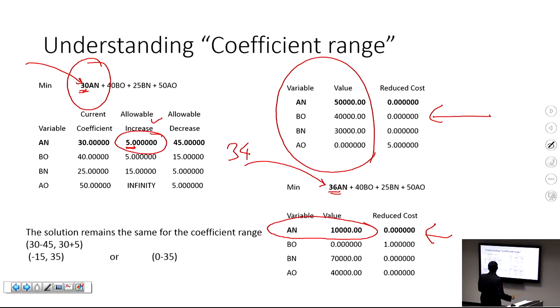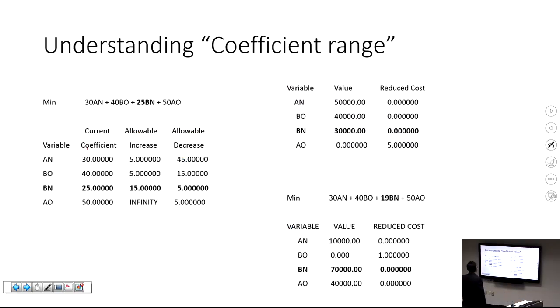So that's the coefficient range. Allowable increase, allowable decrease, you know. 30 plus 5, 35, right? It stays within this range. The solution stays the same. All right? So we are using this allowable increase, allowable decrease to find a range for this cost where the solution does not change. Another example of the same thing.